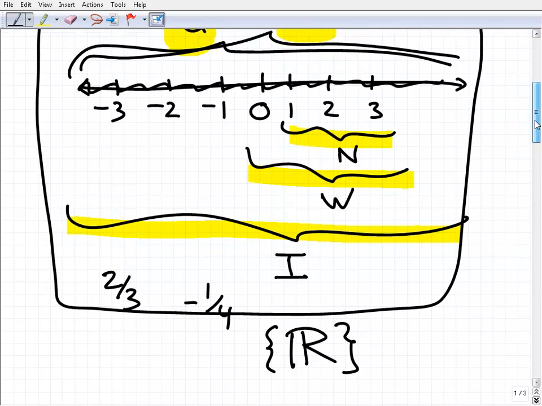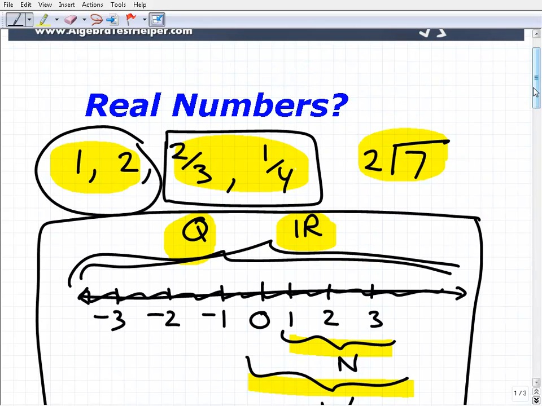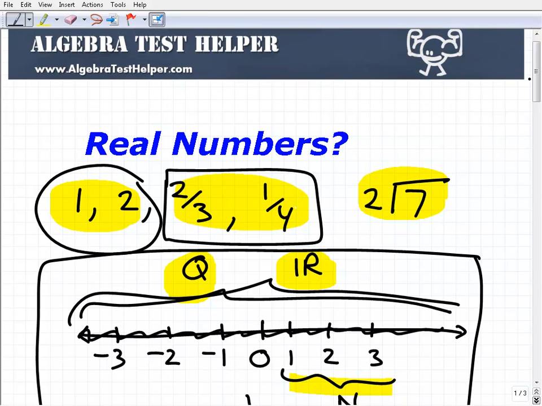So those are real numbers, and you're saying, well, is that all the different types of numbers there are? Actually, there are a lot more types of numbers in mathematics, namely the complex number system.